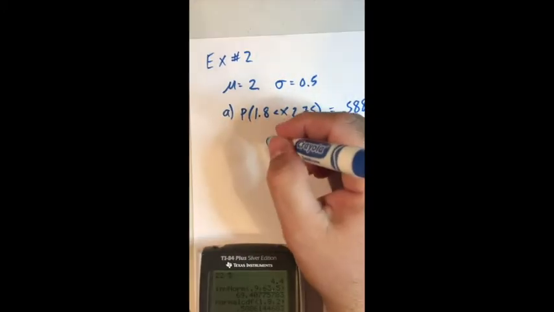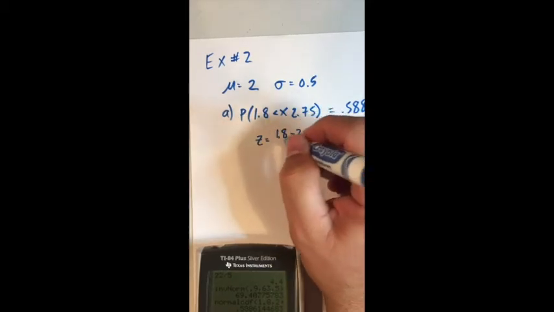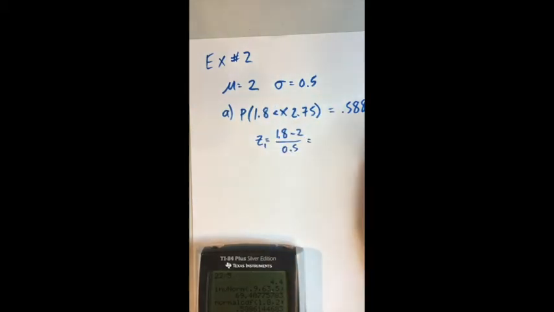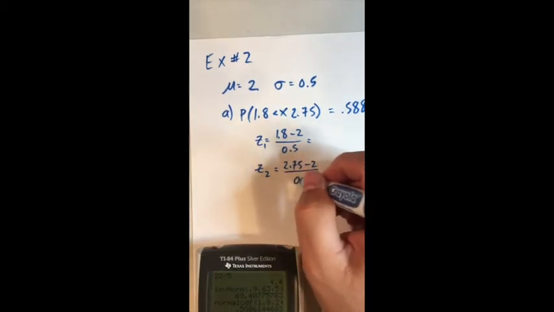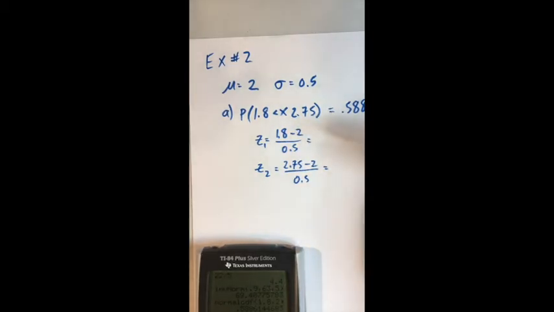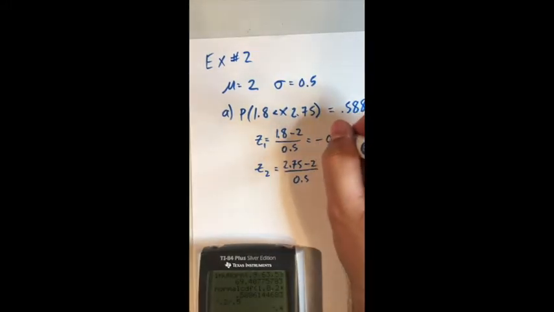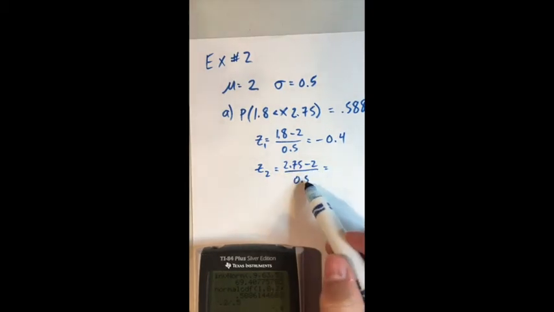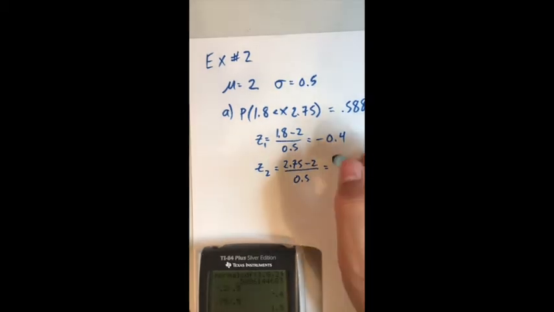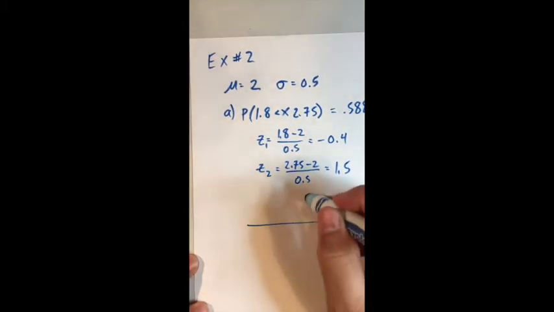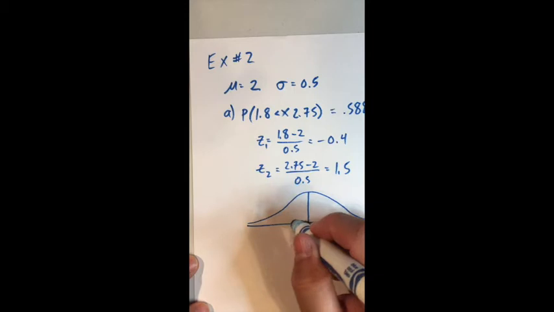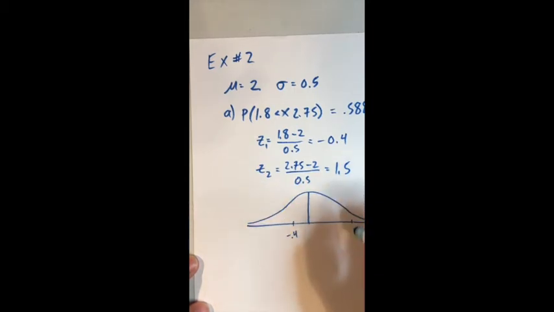Again, we can convert these to z-scores. We'll have to do it twice for this one. 1.8 minus 2 over 0.5 will give us, let's call it z1. And then our second z-score will be 2.75 minus 2 over 0.5. So this is negative 0.2 over 0.5, so that should be negative 0.4. And 2.75 minus 2, that'd be 0.75 over 0.5, 1.5. So the question here is basically asking us the same thing as finding the probability between a z-score of negative 0.4 and a z-score of 1.5.